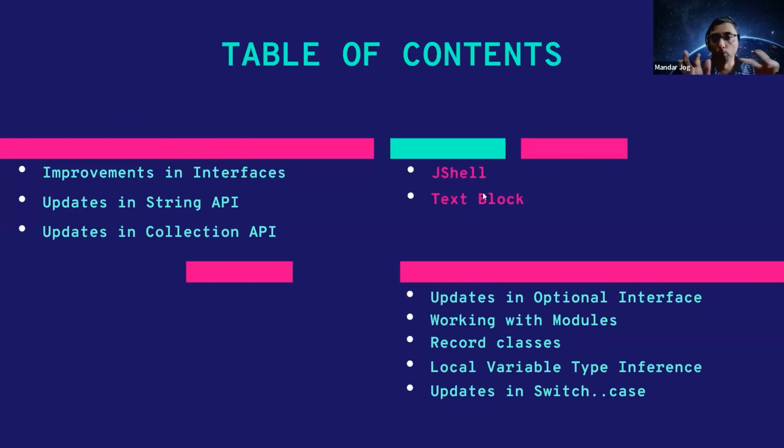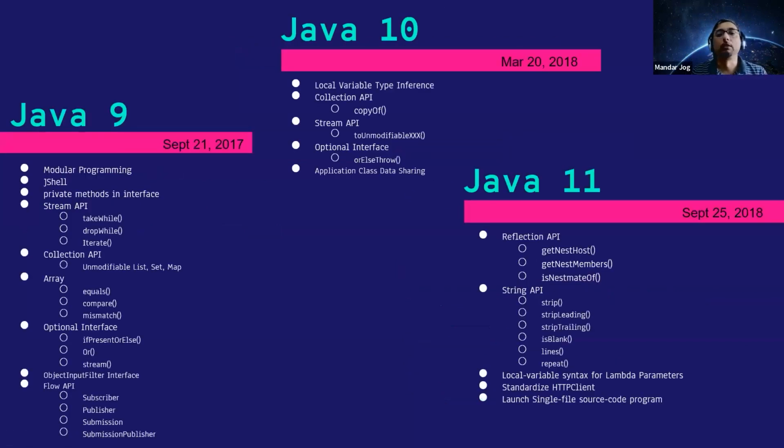Okay, so these are the overviews of the things the new versions will have inside. Let me talk one by one now about the different features in the versions and the different things which are available. So let us begin with Java 9, 10, and 11.